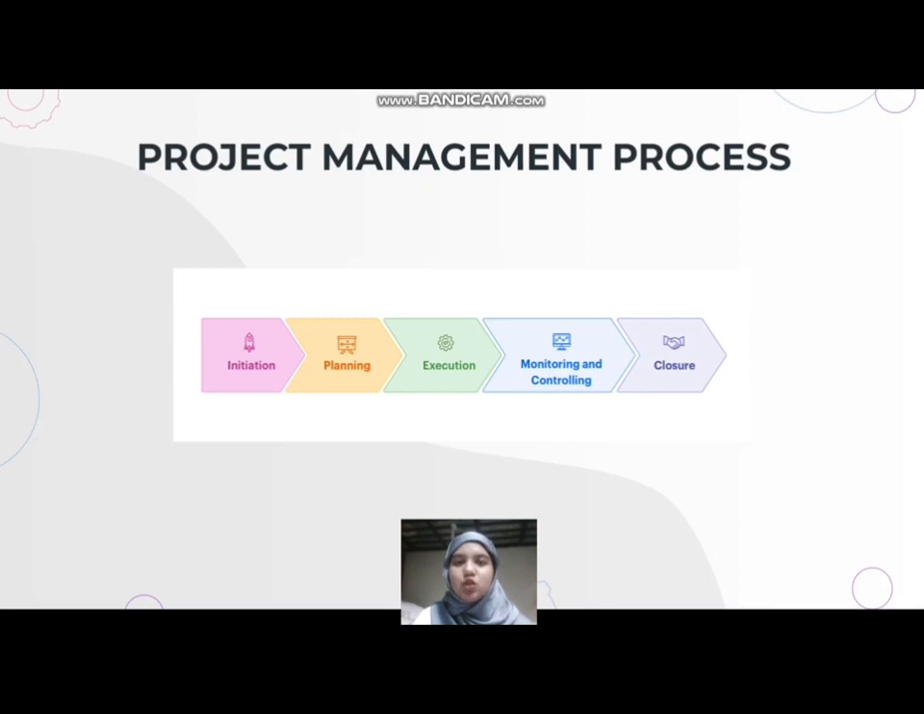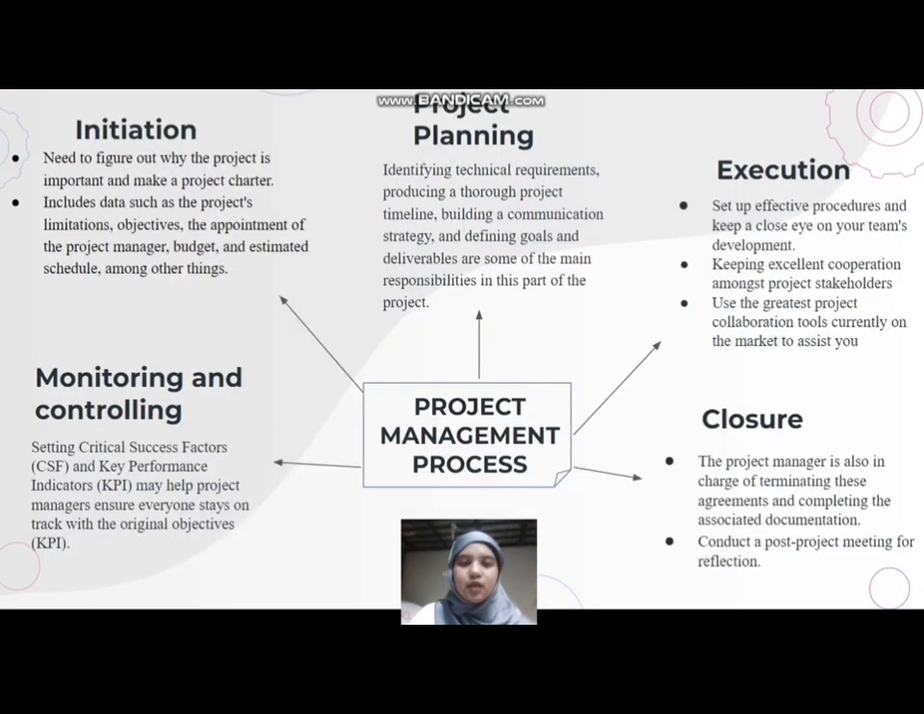Assalamualaikum. My name is Nurul Nazri Binti Mustafa, and my ID number is MA19062, and I will present about project management process. Project management process has 5 processes, which are initiation, planning, execution, monitoring and controlling, and lastly the closure. So this is the explanation about each of the processes.